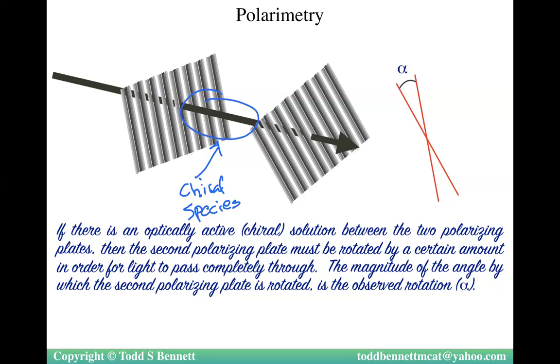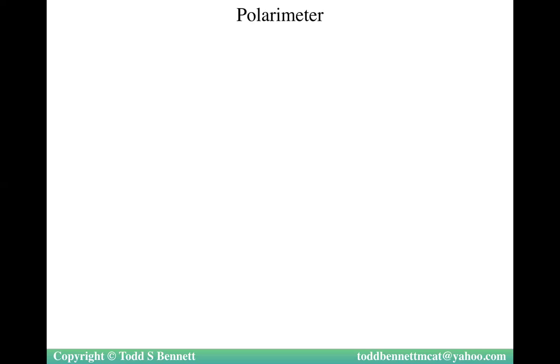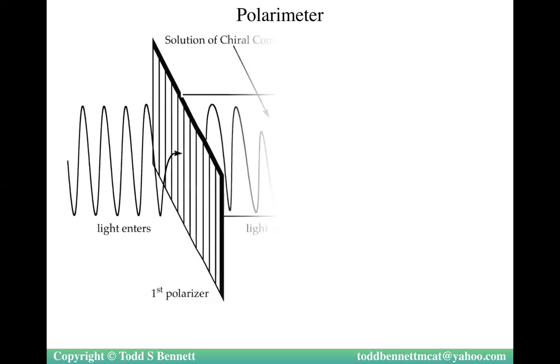So to have uniformity, so that we compare things across the board, we typically always use the same wavelength of light. We use the same standard distance, a decimeter, and then we use a set concentration. If it's not a set concentration, then we convert mathematically to a set concentration. Okay, so that's the machine itself.